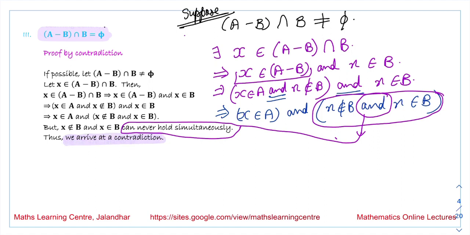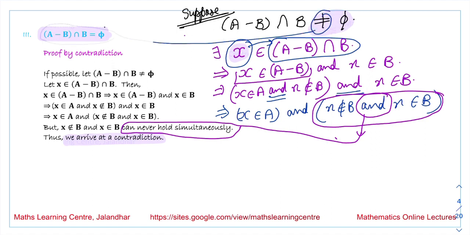It means that whatever we have supposed, that this intersection is not equal to 5, or that there exists an X in this set, this thing is wrong. So our supposition is wrong. It means this intersection should be equal to 5.